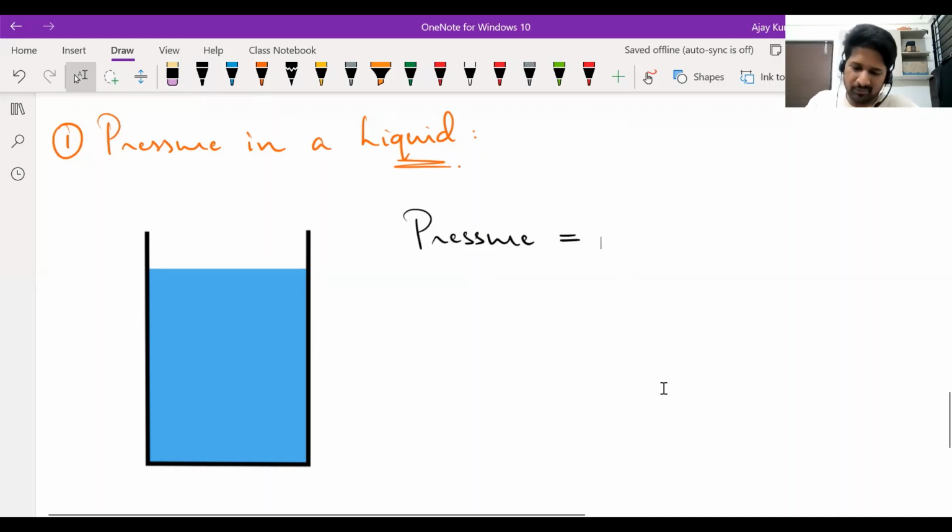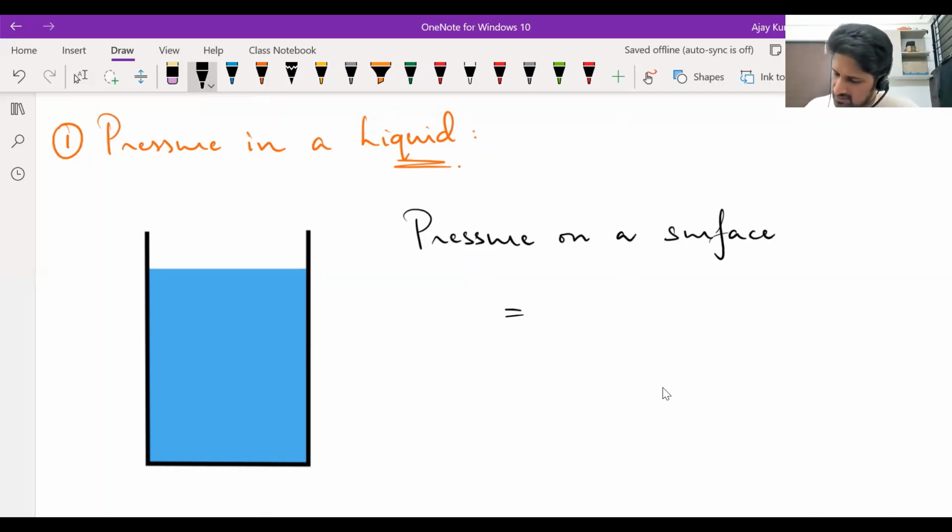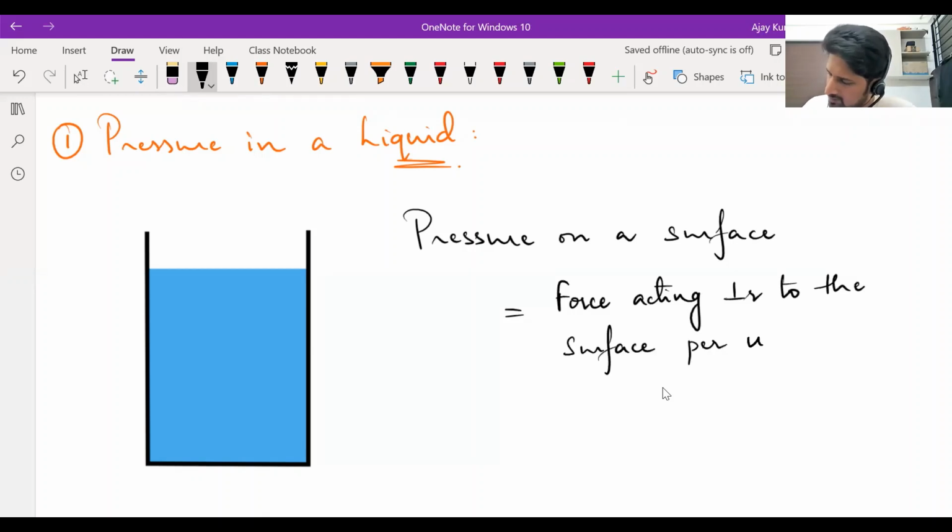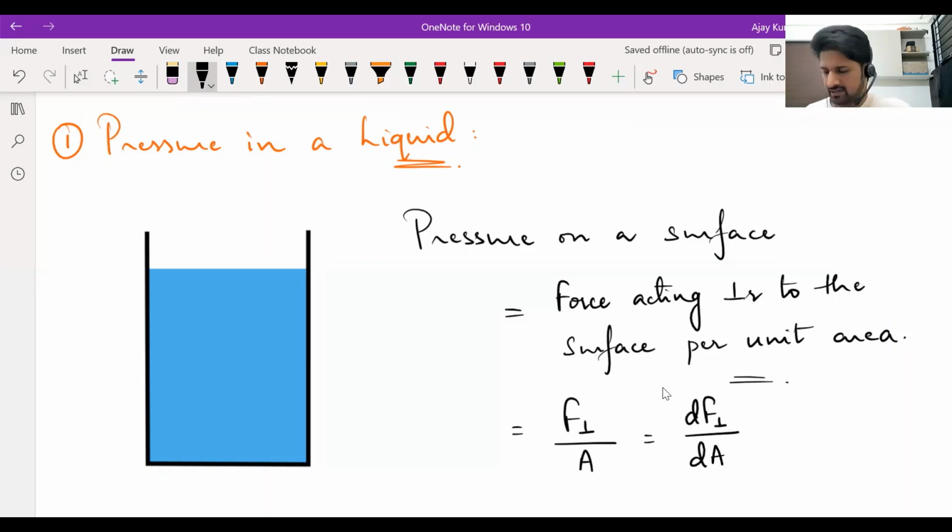Fine. Pressure on a surface is the force acting perpendicular to the surface per unit area. Perpendicular force divided by area. Or you can also write it as small amount of force acting perpendicular divided by small area.